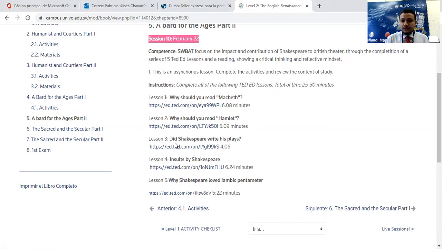All right, so next to the link, you're going to find how long the video is. For example, you have 6 minutes, 5 minutes, 4 minutes, 6 minutes, and 5 minutes. In total, you are going to invest from 20 to 30 minutes just for watching the videos. So make sure you have a connection that is stable enough for videos of 25 to 30 minutes.